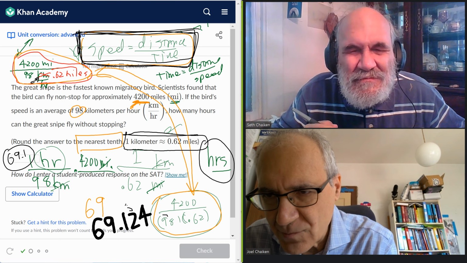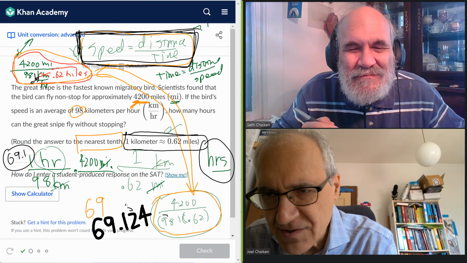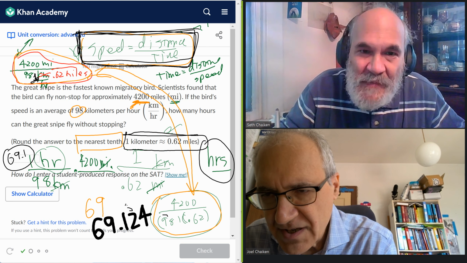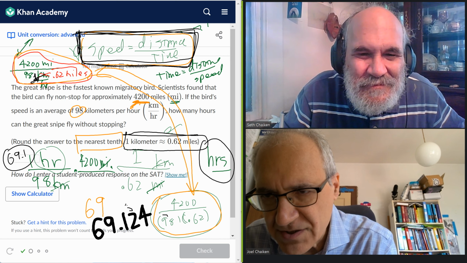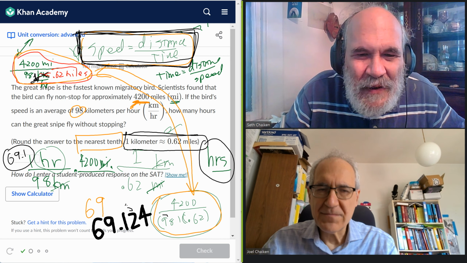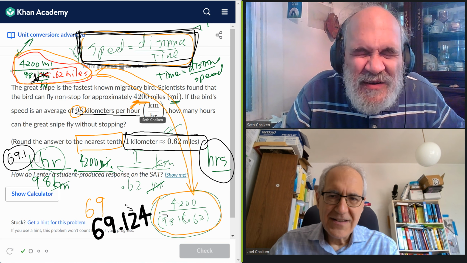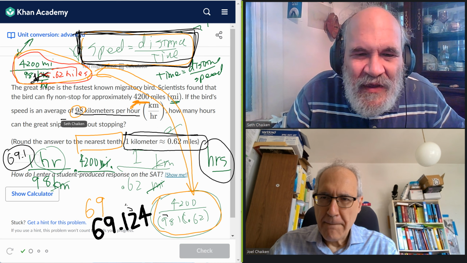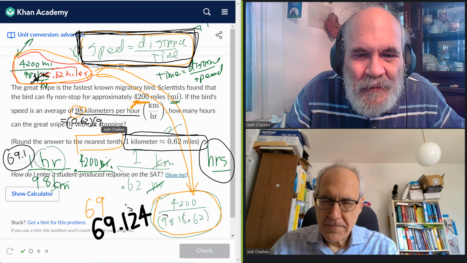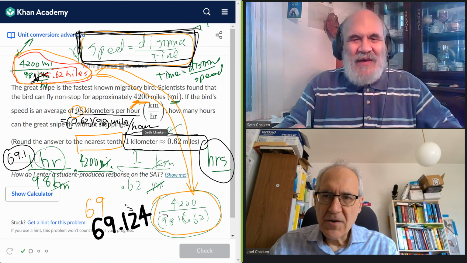You just cross out the word kilometer. 1 kilometer, there's a 1 implied here. 1 kilometer equals 0.62 miles. You just do that, and so that's easy. So the speed in miles per hour equals 0.62 times 98. That's right, miles per hour. Yep. Okay. And nailed that.